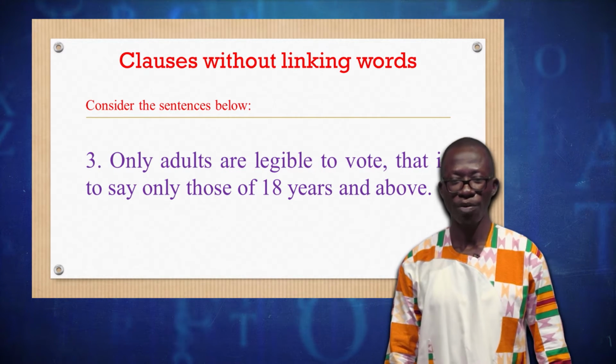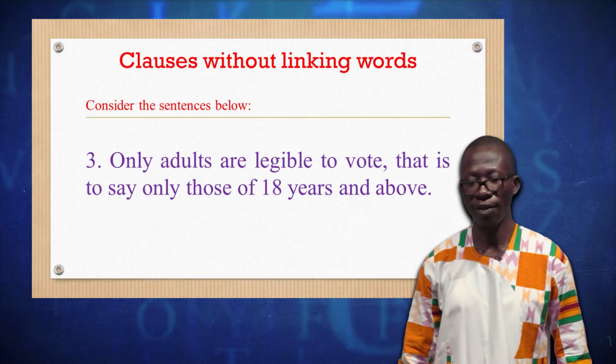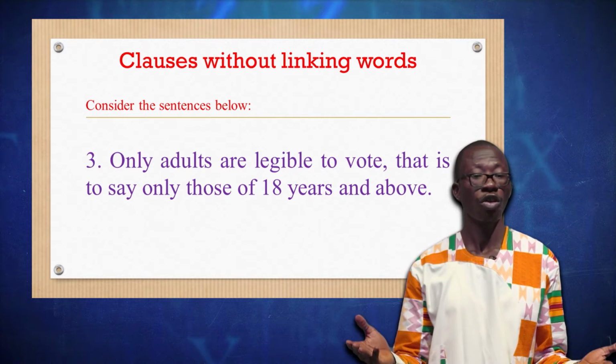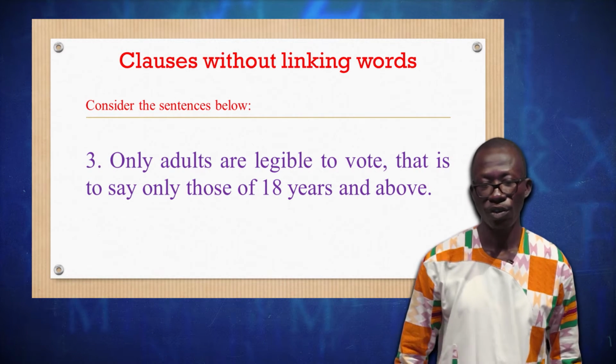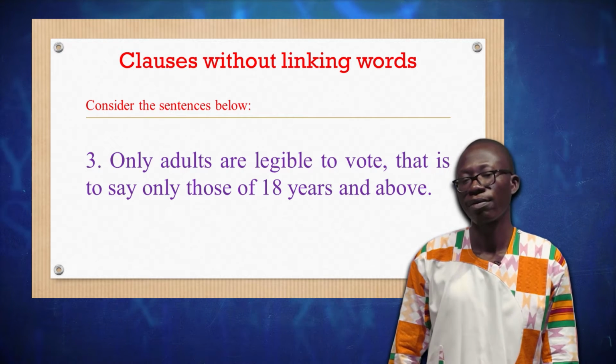Only adults are eligible to vote. That is to say, only those of 18 years and above. Again, two clauses. Only adults are eligible to vote. Only those of 18 years and above.